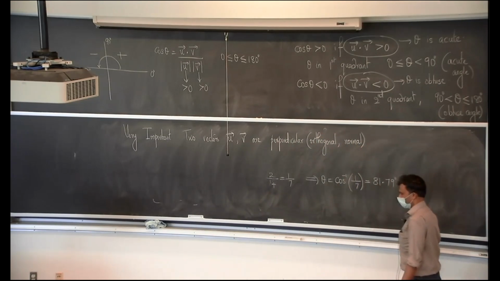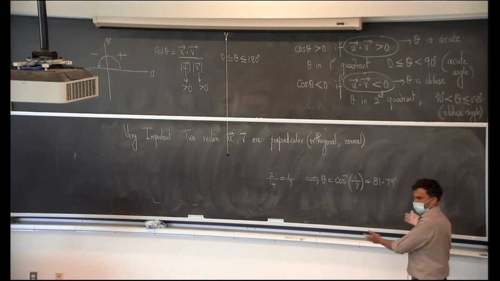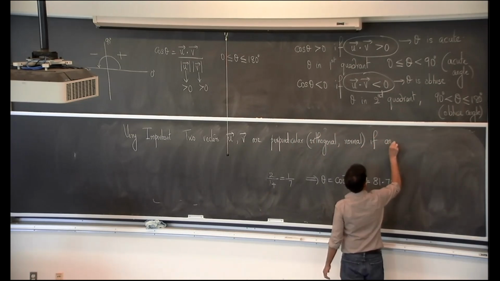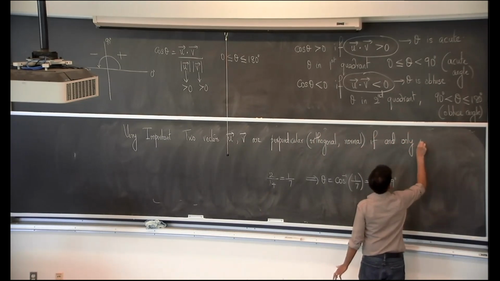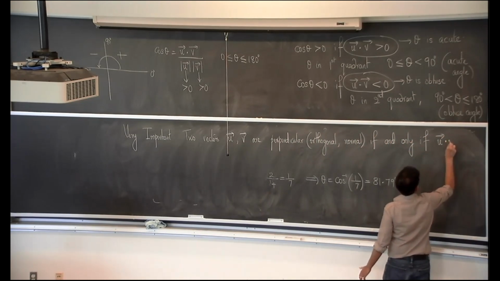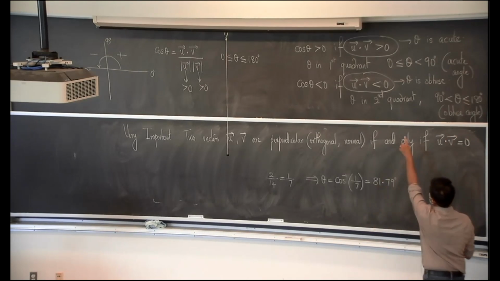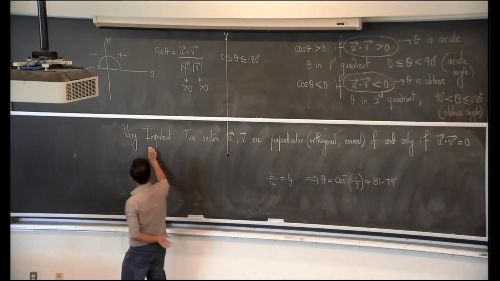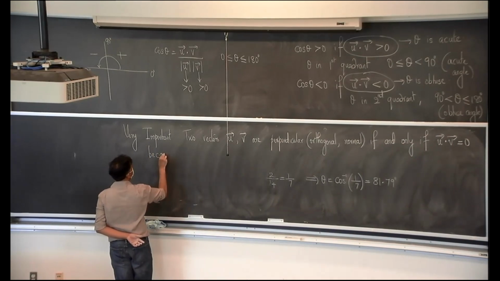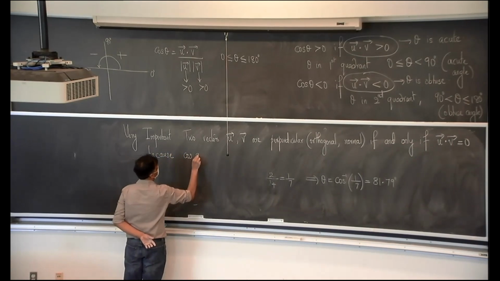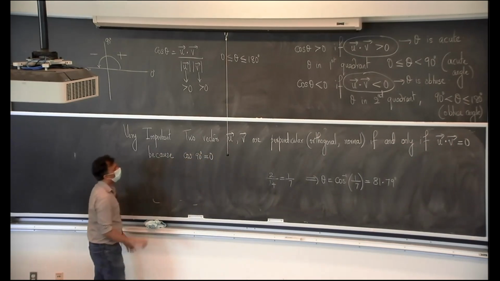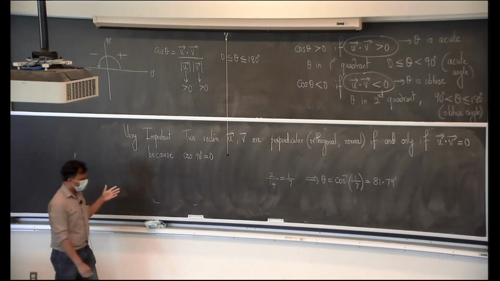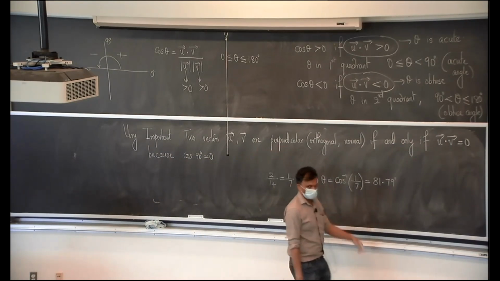Two vectors u and v are perpendicular or orthogonal. If you take linear algebra, you'll keep on saying orthogonal vectors or normal vectors, if and only if u dot v is equal to 0. Because if that happens, then theta has to be 90 degrees. U dot v equal to 0 because cosine of 90 degrees is equal to 0. And that happens only if the dot product is equal to 0. That's a necessary and a sufficient condition for two vectors being perpendicular.